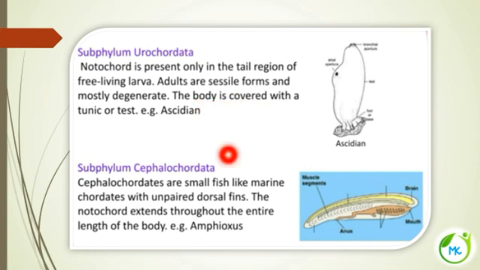Next, subphylum Cephalochordata. So they are small fish-like marine chordates and they have unpaired dorsal fins. Here, the notochord extends throughout the entire length of the body. And an example is Amphioxus.